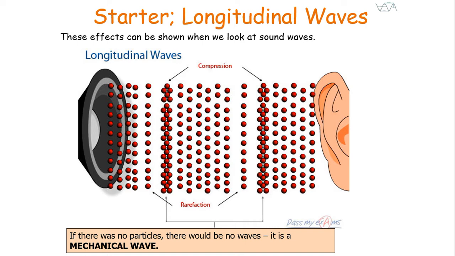Now we can also look at this in terms of a sound wave, which is an example of a longitudinal wave. Now remember, if there were no particles in this particular example, there would be no wave, because the sound wave is a mechanical wave. So we've got our compressions where the particles are close together. There is a high density of air, whilst the rarefactions are the areas in the air which are of a low density, where the particles are far apart.